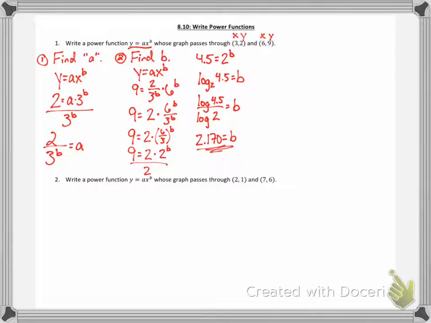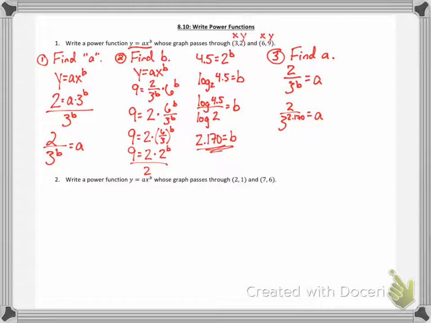So, after all those steps, we found b. Now, step 3. Now that we found b, we can actually go find a. I'm going to go back to step 1 where we had that expression for a: 2 over 3 to the b equals a. I now know what b is. It's a gross decimal, but still, we now know it. 3 to the 2.170 power.